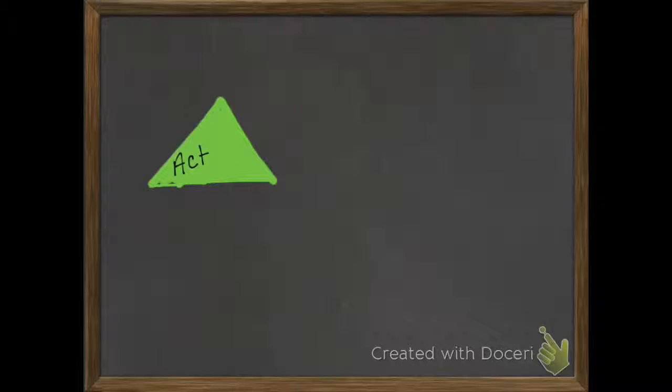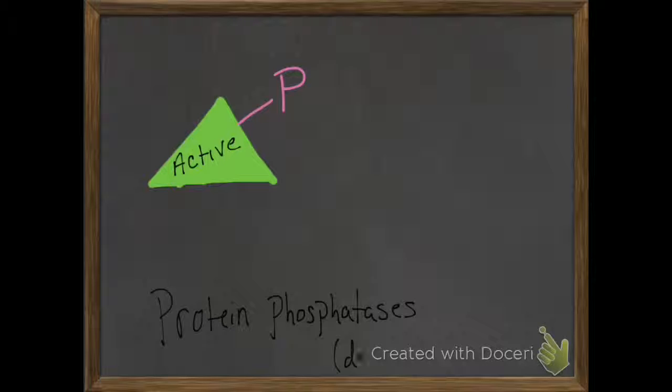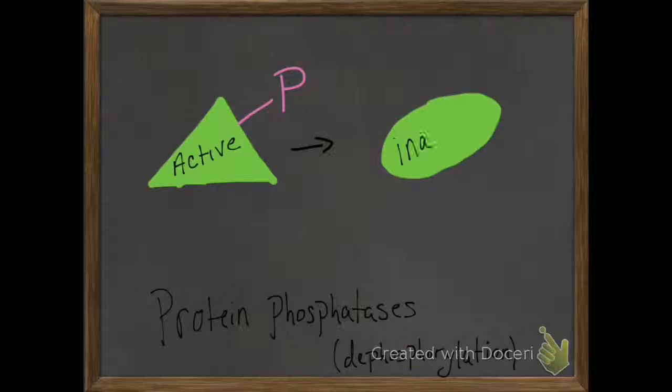Eventually, you're going to run out of active proteins for protein kinases. However, the cell has a way to prevent this. Protein phosphatases remove the phosphates from the proteins, also called dephosphorylation. This turns off the signal transduction pathway, which allows the protein kinases to be reused for another signal that might be sent to the cell.